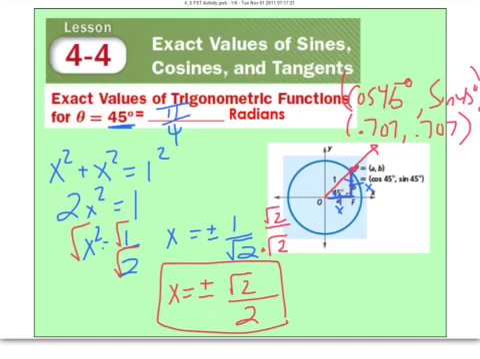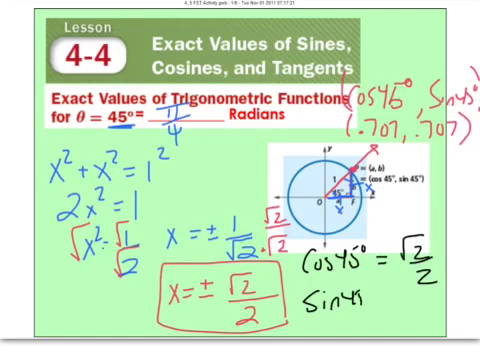The approximate answer is 0.707. So now what we know, going forward, if I ask you what is the cosine of 45 degrees, in the exact world you would have to say it is the square root of 2 over 2. And because at 45 degrees the sine and cosine are equal, I know the sine of 45 degrees is also the square root of 2 over 2.